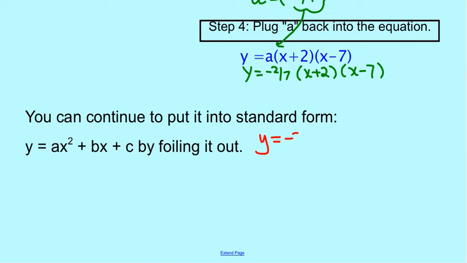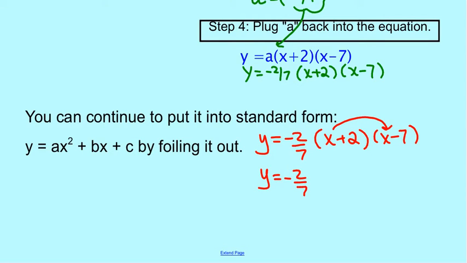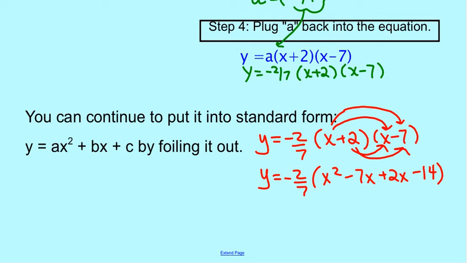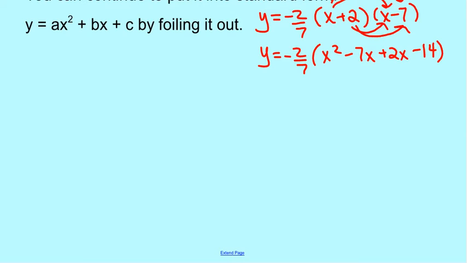So y equals -2/7, so that's my a value, remember? And then I have x plus 2 and x minus 7. So we're going to FOIL this out, the parentheses first. So we'll do first, x times x is x squared. Outside, x times -7 is -7x. We'll go to inside, 2 times x is 2x. 2 times negative 7 is negative 14. All right, so we have distributed the two binomials together.